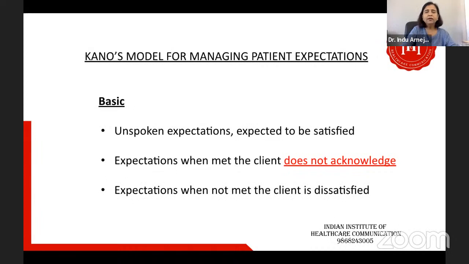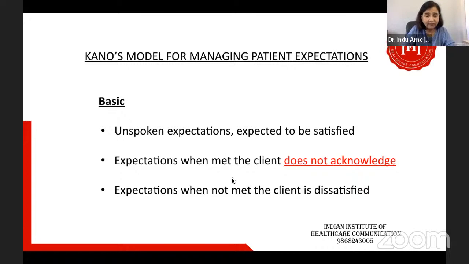So can you give me examples of the basic expectations that the patient has from us, which should be satisfied? Please write in the chat box. Okay, proper care, waiting area, to listen to them, respond to the questions, explain them well, properly. Absolutely, to listen to them. And these are all basic expectations.